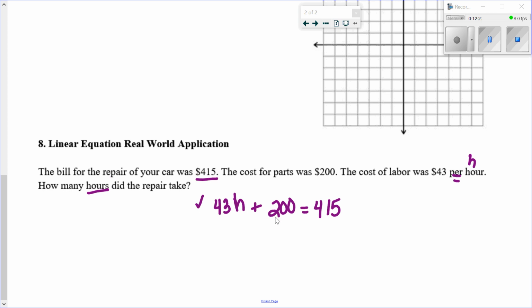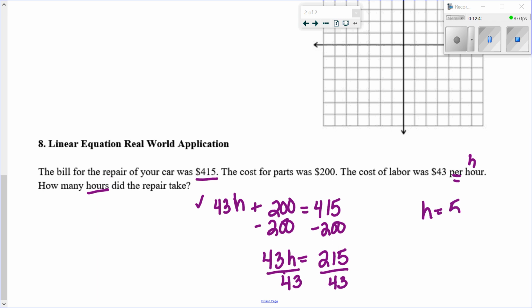Check. Now we're just going to solve it. I'm going to subtract 200 from both sides because I'm solving for H. I get 43H equals 215. Remember, there's multiplication in between, so I'm going to do the inverse and divide both sides. I get H equals 5.